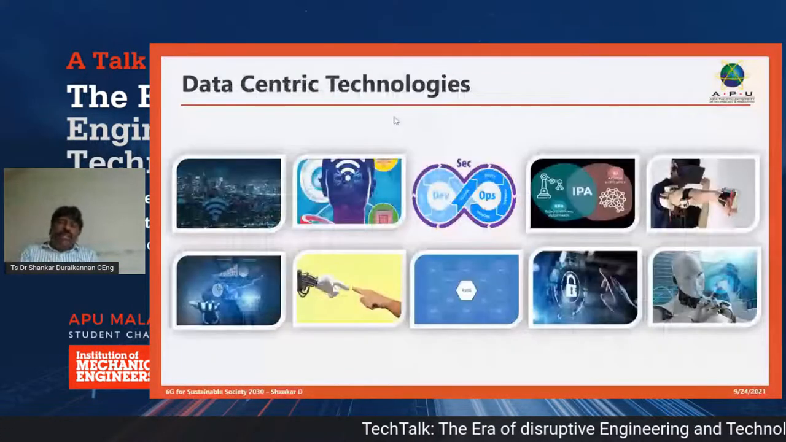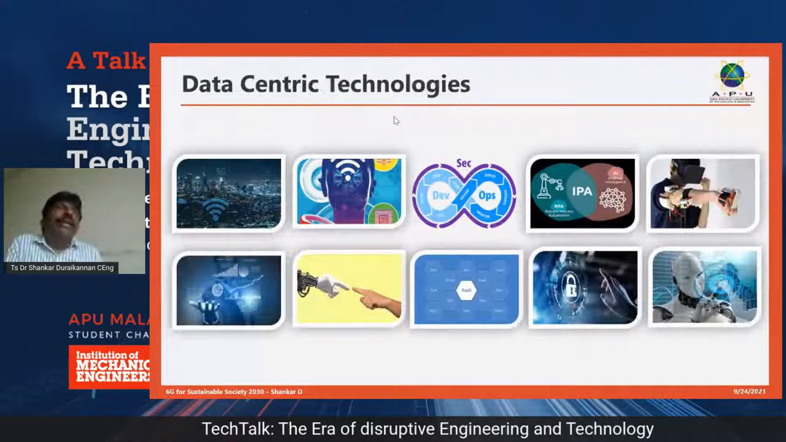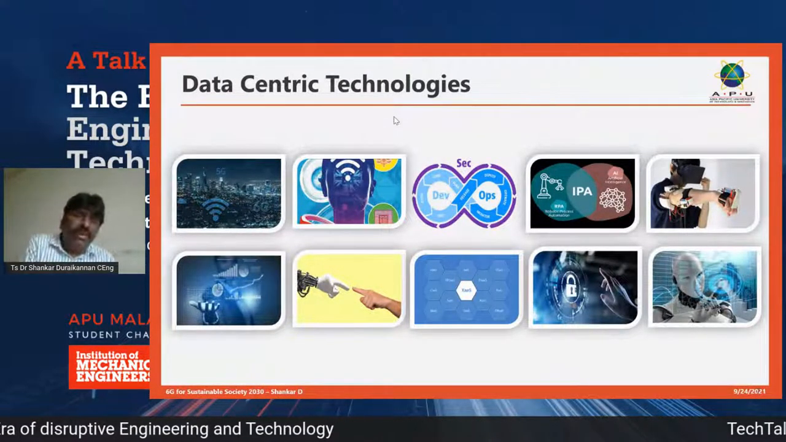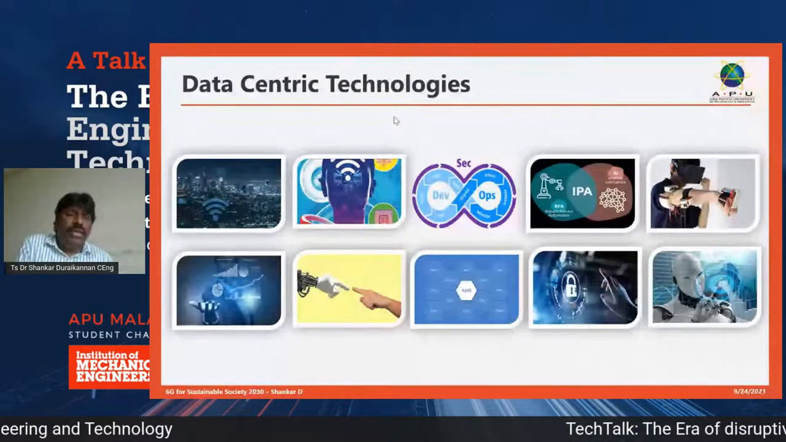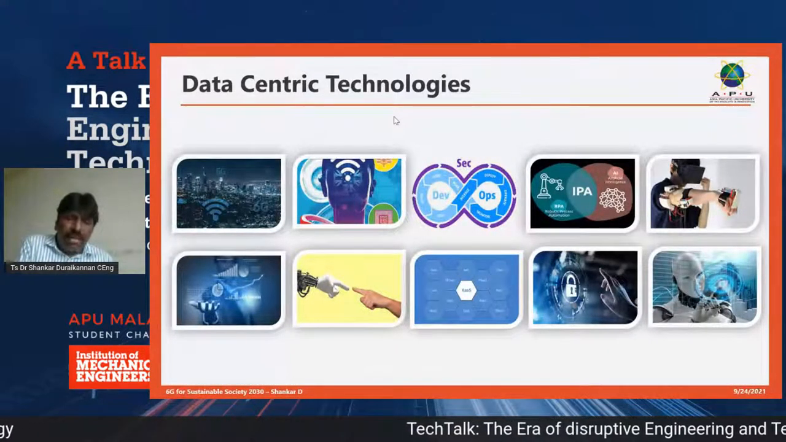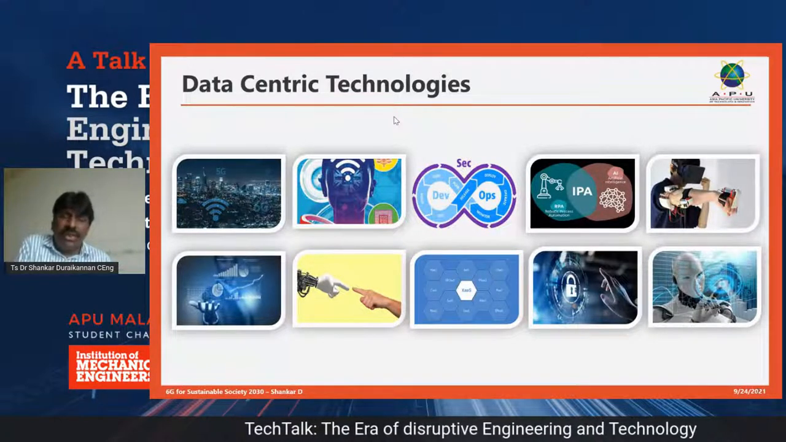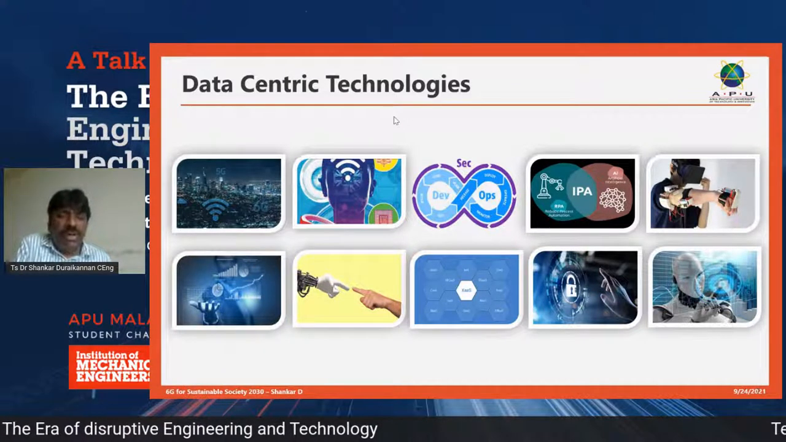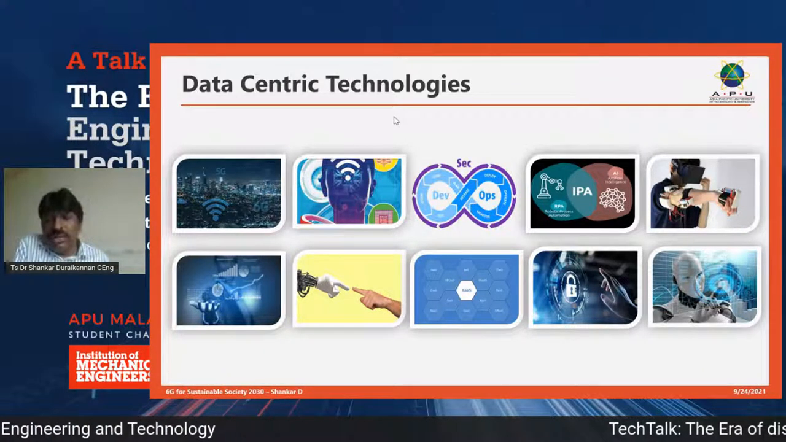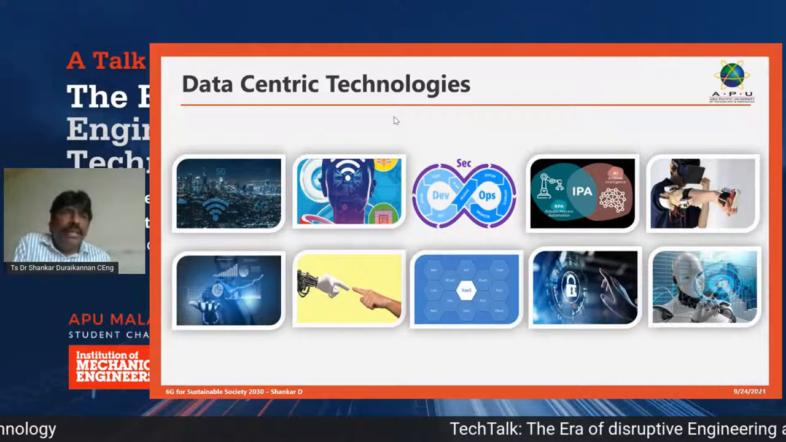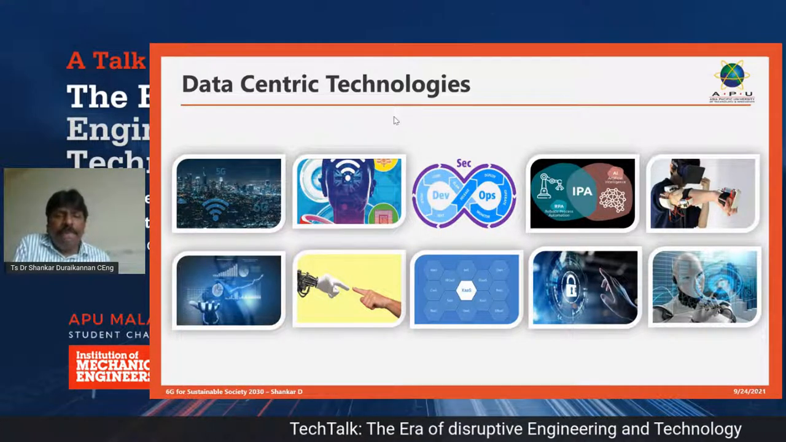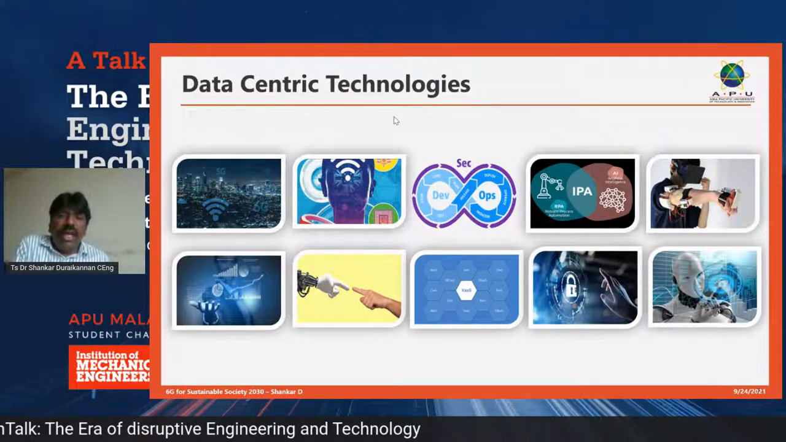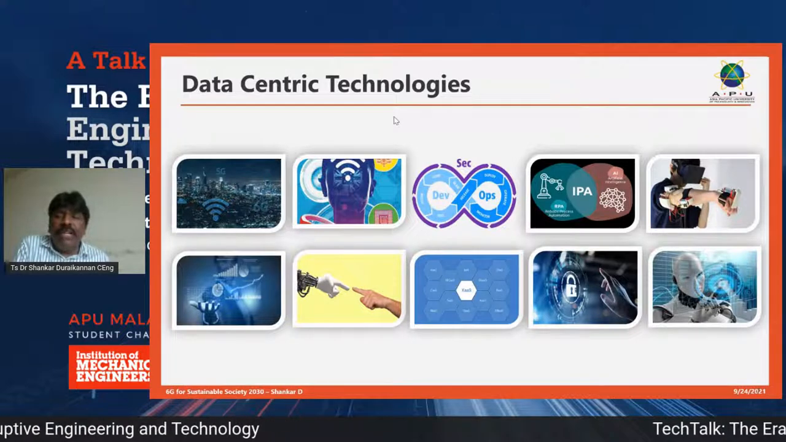Right. So we have talked about data centric. The whole world is going to be driven by data. So these are the top, not exclusively, the top 10 technologies of this data driven world. All these technologies we are going to talk about are going to be the technology for the next 20 years. And you have to be master of one and a jack of all, because these technologies are not going to be independent of each other.